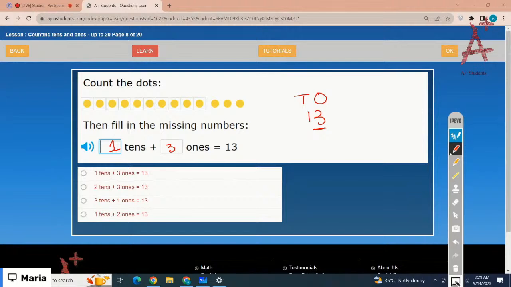Very good. Which is the correct option? 1 tens and 3 ones. Option number 1 is the correct option, right? Very good.